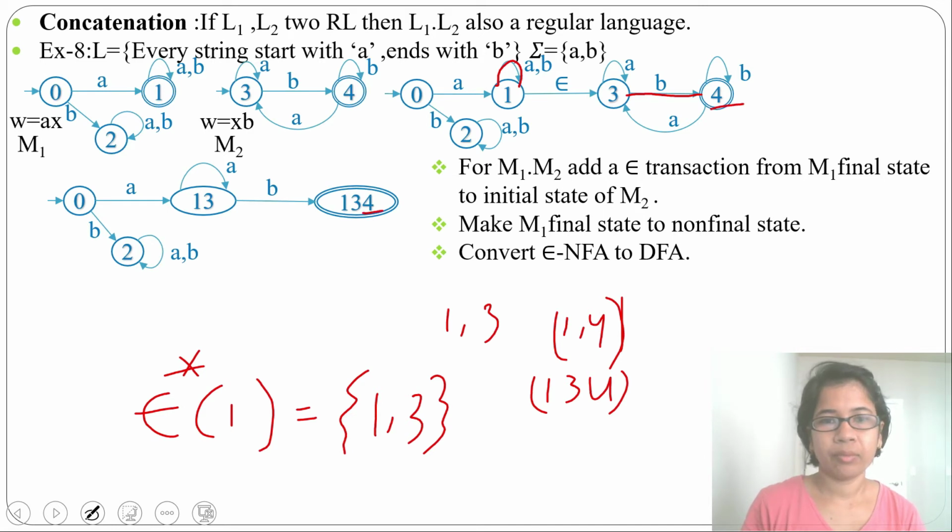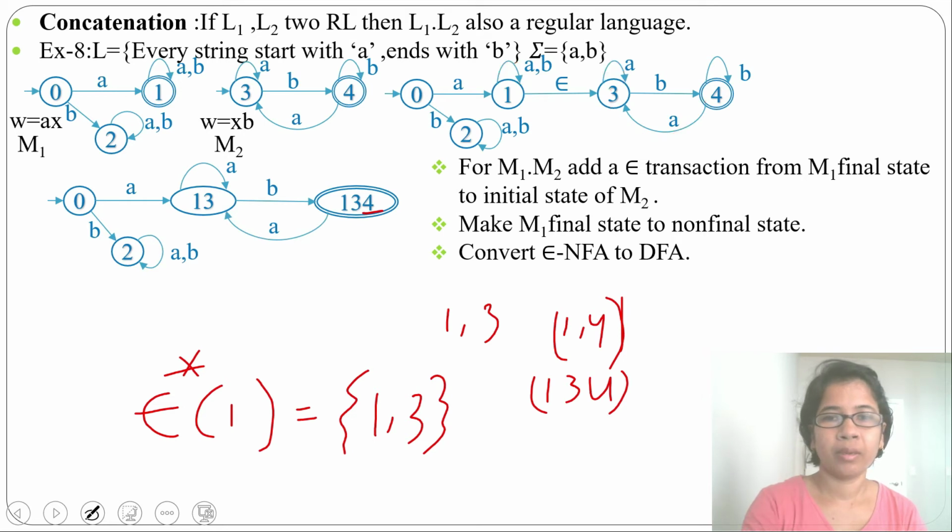Now we'll check state 1, 3, 4. From state 1 by A it goes to state 1. From state 3 by A it goes to state 3. From 4 by A it goes to state 3. So we got 1, 3, and the E-closure of 1, 3 will be 1, 3. So from 1, 3, 4 by A it goes to state 1, 3.